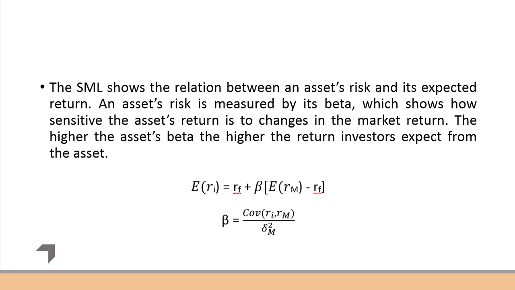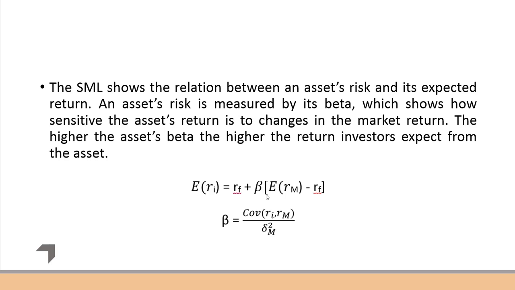An asset's risk is measured by its beta, which shows how sensitive the asset's return is to changes in the market return. The higher the asset's beta, the higher the return investors expect from the asset. Here is the SML formula, in which the expected rate of return for any asset is equal to the risk-free rate of return plus beta multiplied by the expected rate of return of the market minus the risk-free rate of return.